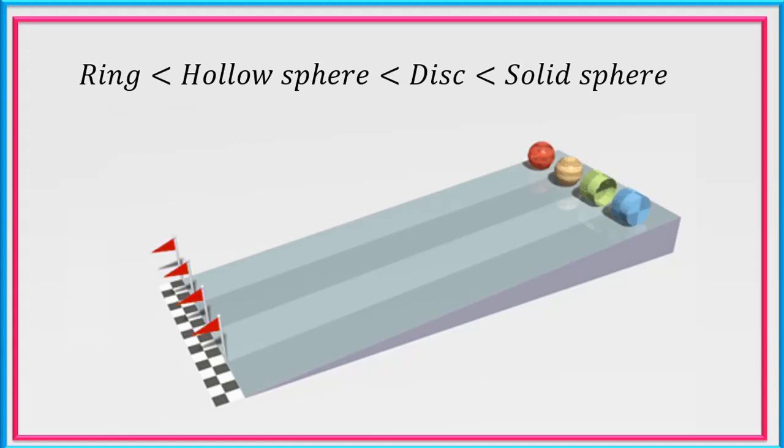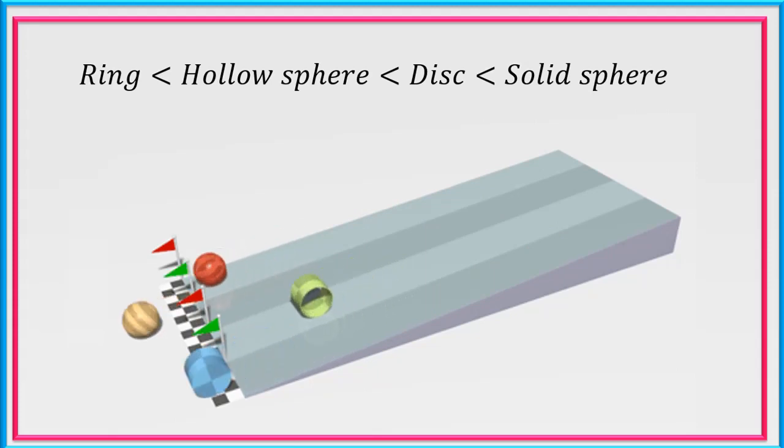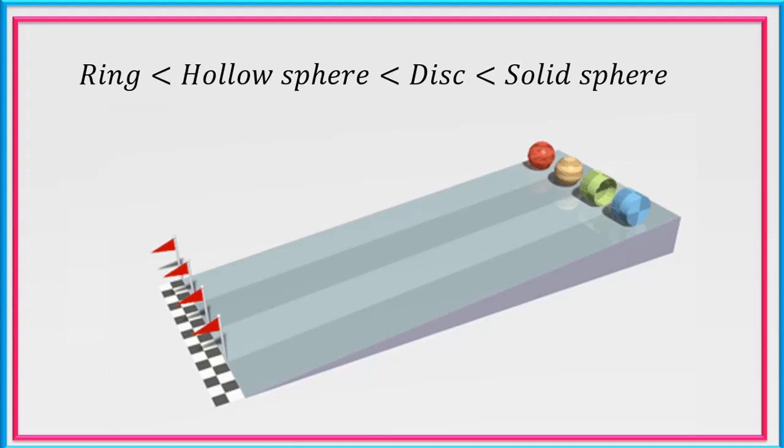Therefore, when we roll a ring or a hollow cylinder, a hollow sphere, a disk or a solid cylinder and a solid sphere down an inclined plane, the solid sphere will reach the ground first, followed by the disk or the solid cylinder, then followed by the hollow sphere and then followed by a ring, provided all these bodies have the same mass m.